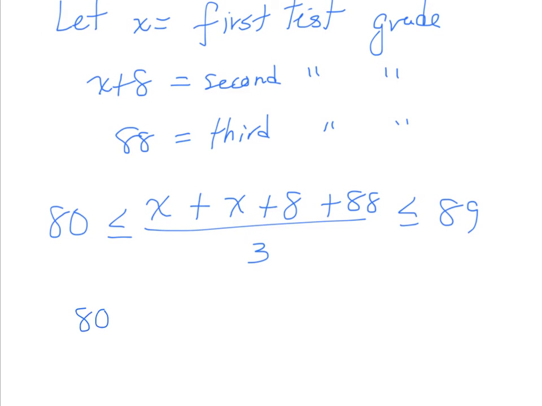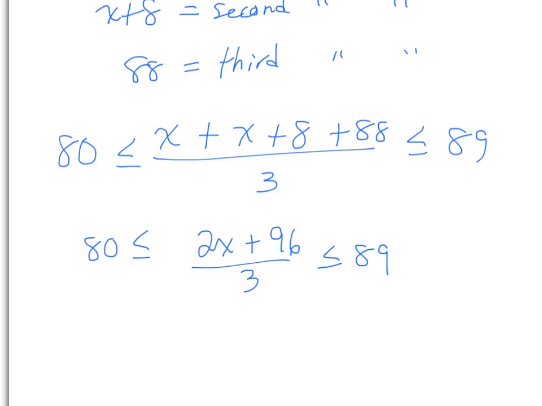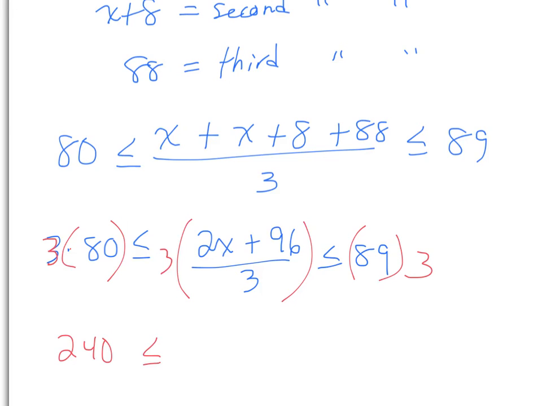I'd sum everything on the top, obviously. Now you can break it up, or you can multiply everything by 3 to make it easier to start. Multiply all 3 parts of this inequality by 3. I multiply this by 3, and use red instead. Multiply this by 3, multiply this statement by 3, multiply this by 3. You can do that, as long as you do it to all parts of the inequality, giving us 240 less than or equal to 2x plus 96 less than or equal to 267. Does that make sense what I just did?